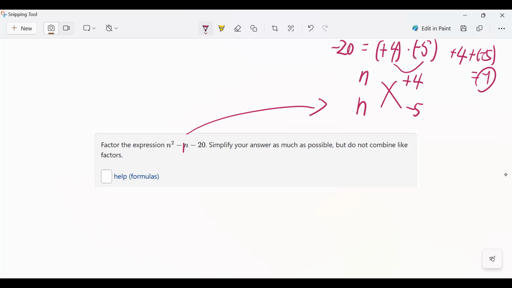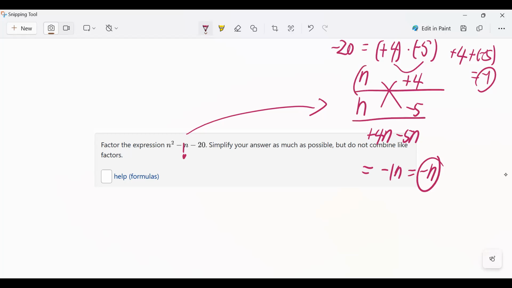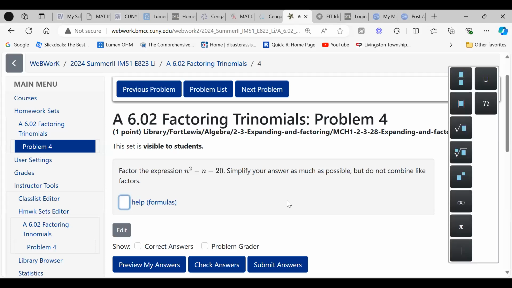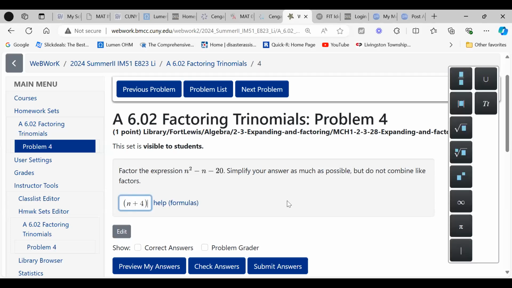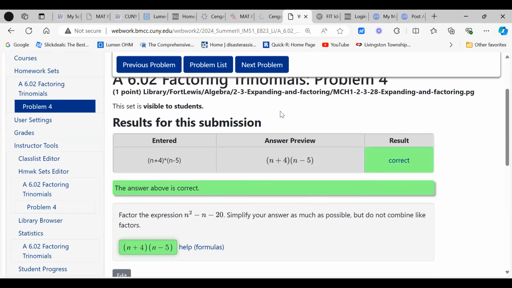So let's cross multiply. So plus 4n minus 5n, 4 minus 5 is negative 1. Right, that's the negative n. That matches the middle term. It's got to be n plus 4 and n minus 5. So yeah, n plus 4 times n minus 5. Any question about this? That is the correct answer.